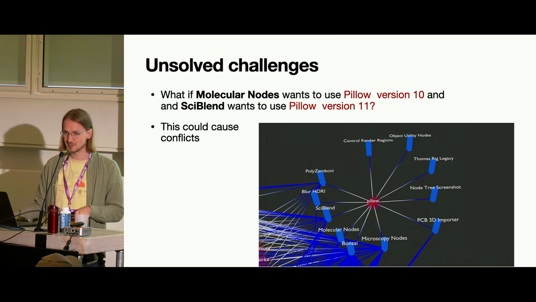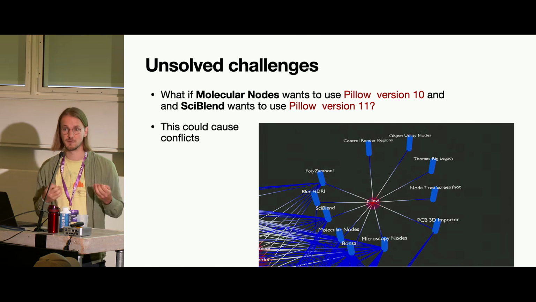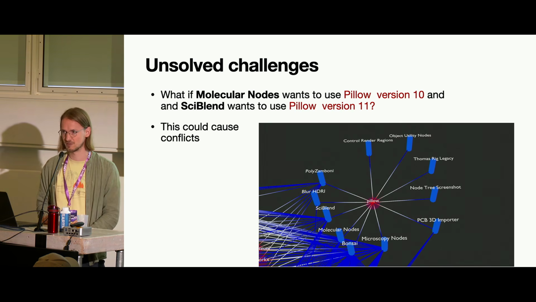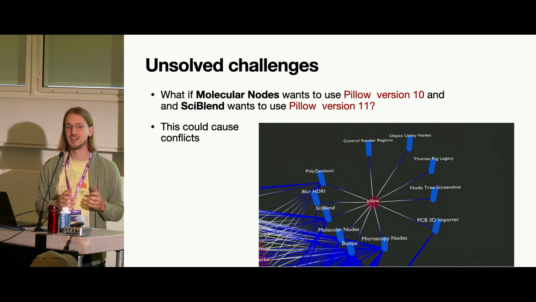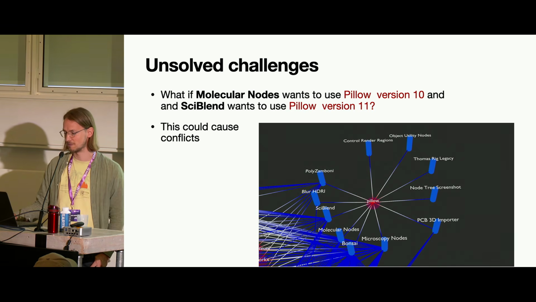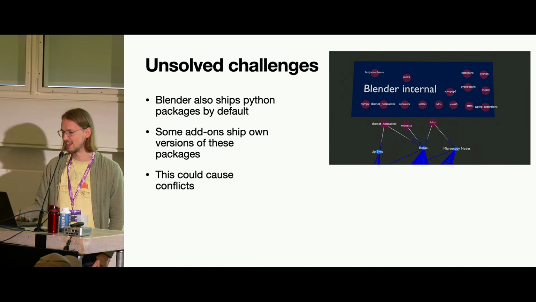There are also some unsolved challenges with the extension system. So, for example, what if Molecular Nodes wants to use Pillow version 10 and SciBlend wants to use version 11 of the same package? Then there's like a collision. We cannot have both packages installed at the same time, and this could potentially cause problems. There were, I think, no reported problems yet, but it could be a problem at one point.